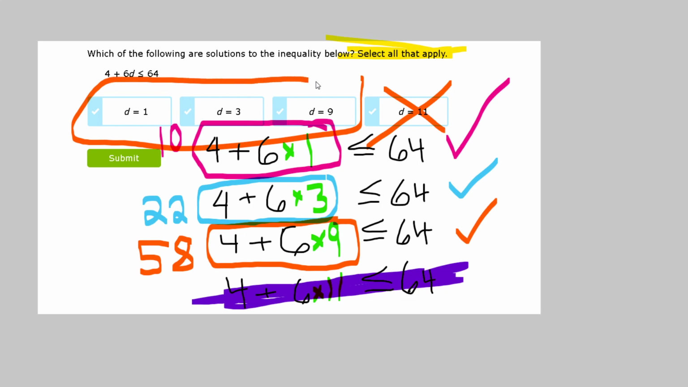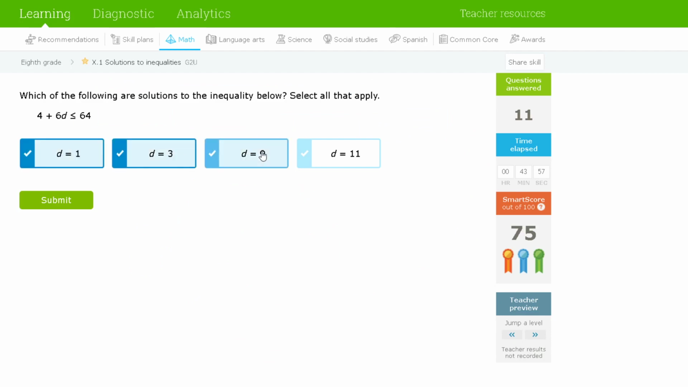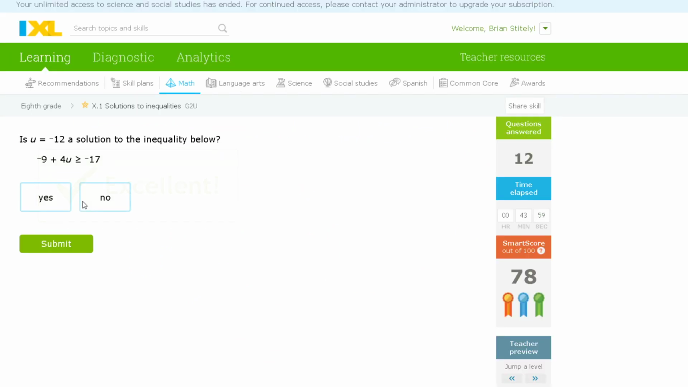So it's these three that are your answer, because this is a select all that apply problem. And that's how you solve these. As you get higher up, you might see some negatives like here, but it doesn't change anything. Just go ahead, plug in the numbers, see if it works or not. See if the result is true or false. If it's true, it's a solution. If it's false, it's not a solution.